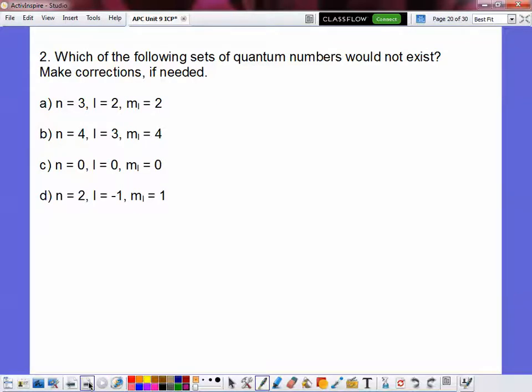One thing I want to point out, this question here is not a multiple choice question. We're going to look at each set and say if it's allowed or not, and then if it's not allowed, figure out where it's wrong and what it needs to be in order to make it allowed. Okay?